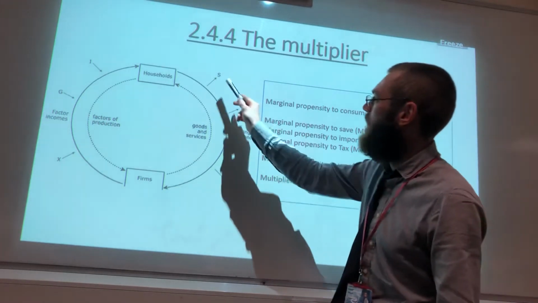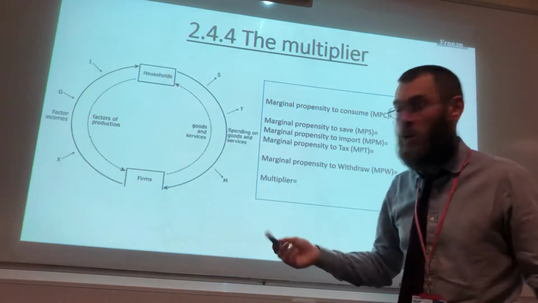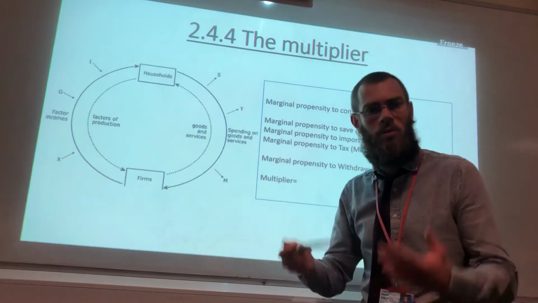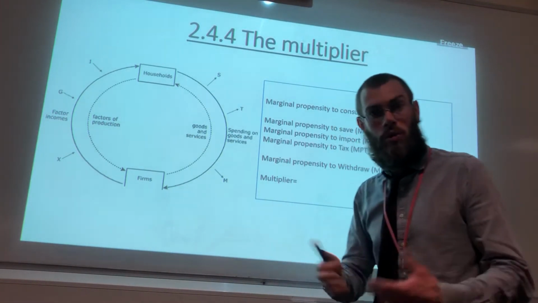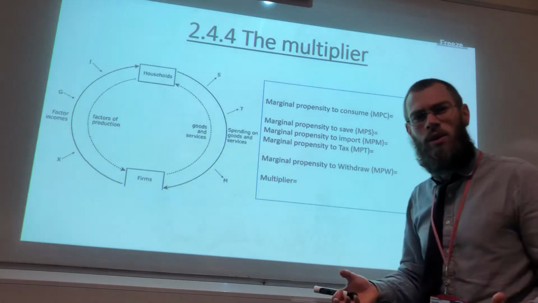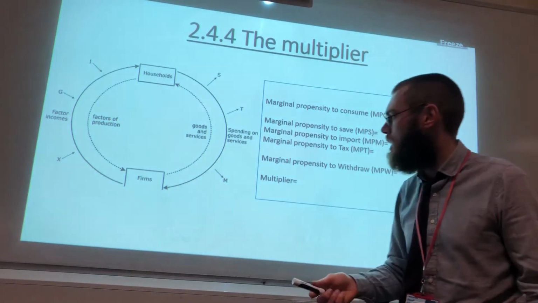It leaks out through savings by consumers and firms. It leaks out through taxation that the government will take off consumers and firms. And it will leak out through imports, so spending abroad. And we're going to have a look this week at how this is effective.